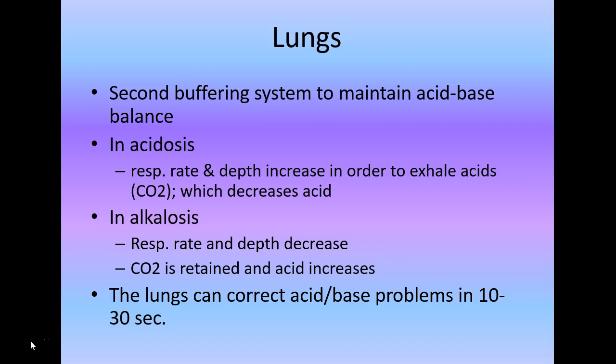So with the lungs, the second buffering system to maintain acid-base balance: in acidosis, respiratory rate and depth increase in order to exhale acids, or CO2, which decreases acids. In alkalosis, respiratory rate and depth decrease. CO2 is retained and acid increases. The lungs can correct acid-base problems in about 10 to 30 seconds.